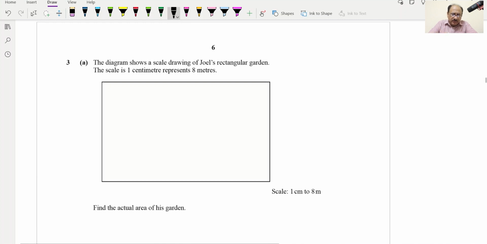Now question number 3. Question 3, A part. The diagram shows a scale drawing of Joel's rectangular garden. The scale is 1 centimeter represents 8 meters. This is the scale provided. Find the actual area of the garden. So if we measure the length of this rectangle, it is 10 centimeters. So 10 centimeters multiplied by 8 because of the scale will be equal to 80.